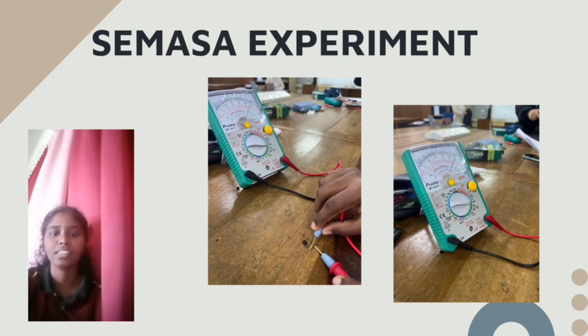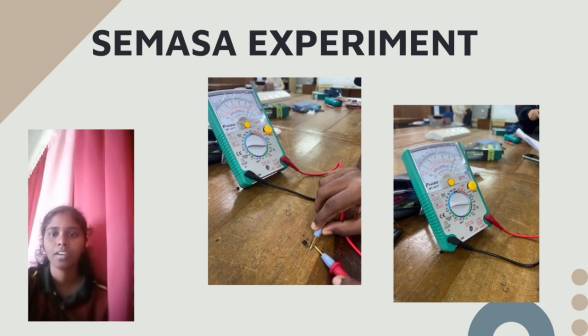Secondly, we analyze our results. If the transistor conducts when the red lead is on the base and the black lead is on the collector or emitter, it's an NPN transistor. If the transistor conducts when the black lead is on the base and the red lead is on the collector or emitter, it's a PNP transistor. The state table helps determine which terminal acts as the base, emitter and collector based on the conduction patterns.